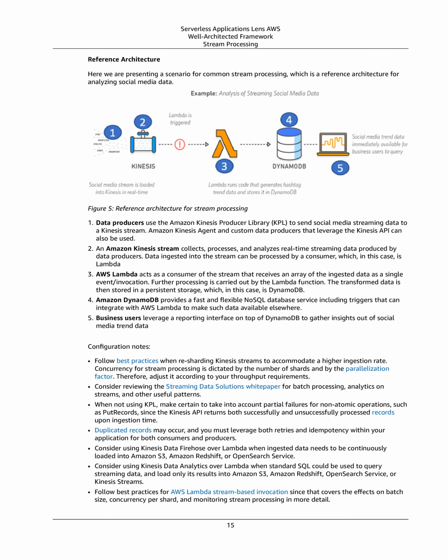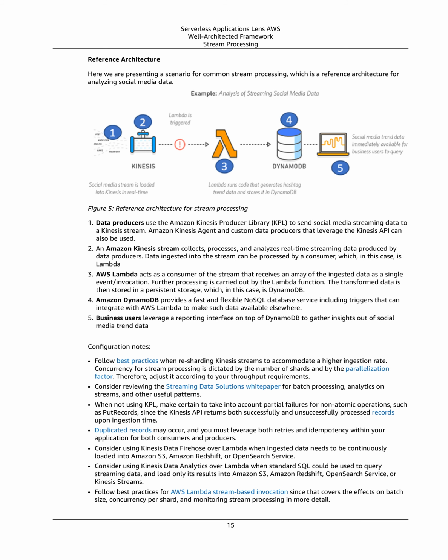When not using KPL, make certain to take into account partial failures for non-atomic operations, such as put records, since the Kinesis API returns both successfully and unsuccessfully processed records upon ingestion time. Duplicated records may occur, and you must leverage both retries and idempotency within your application for both consumers and producers.